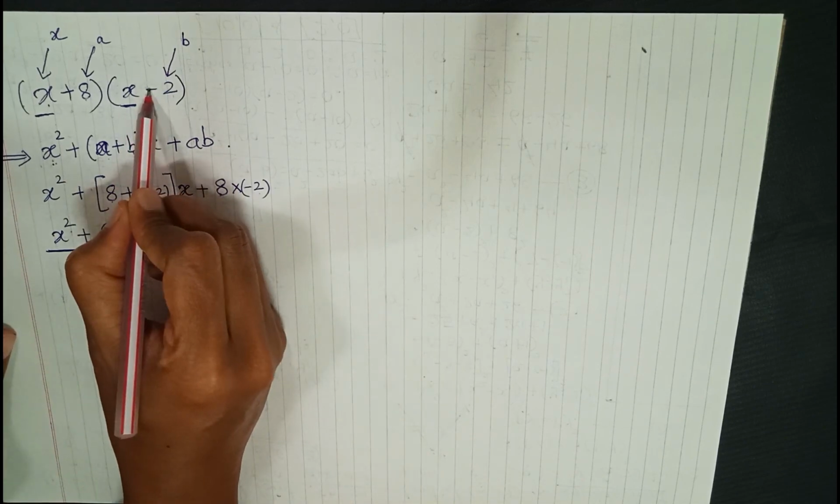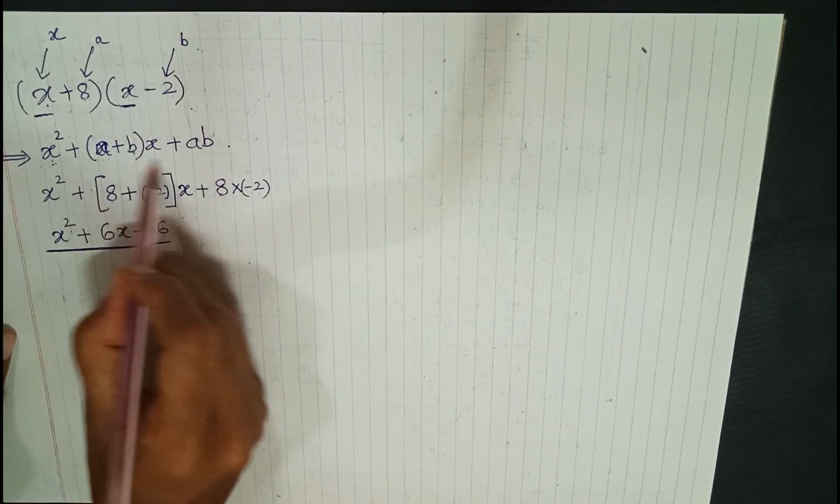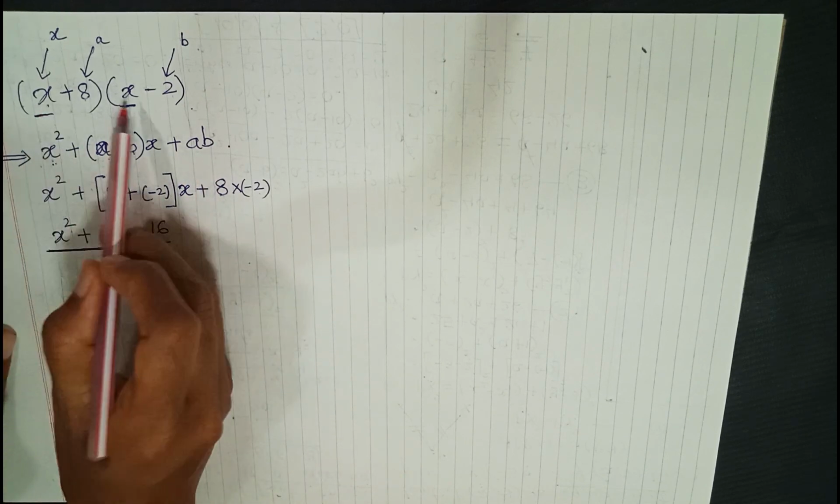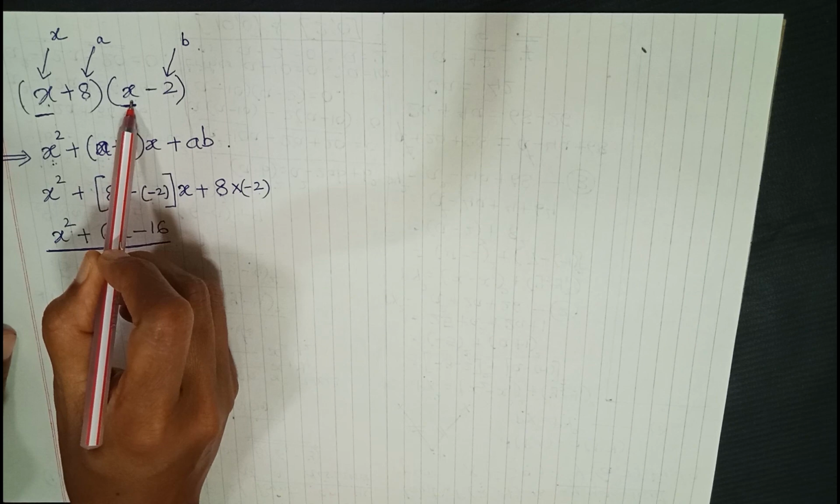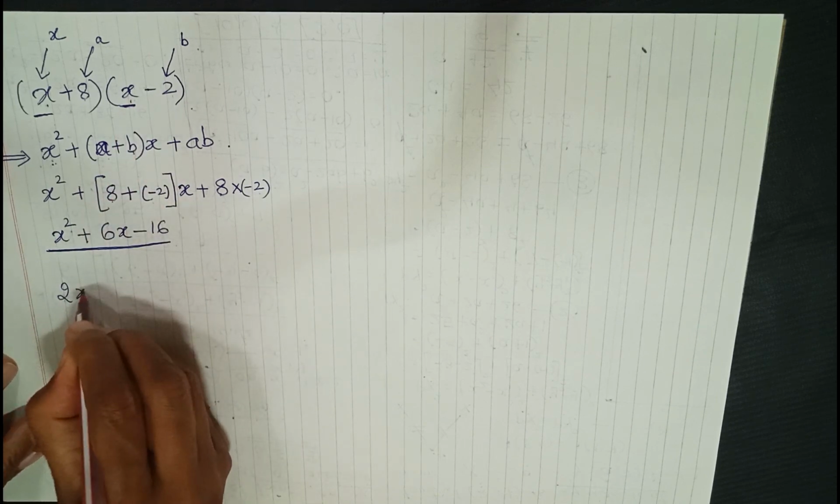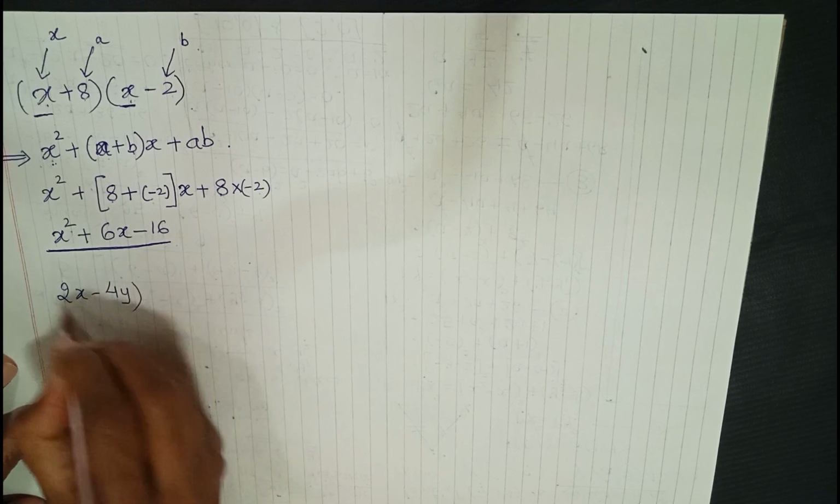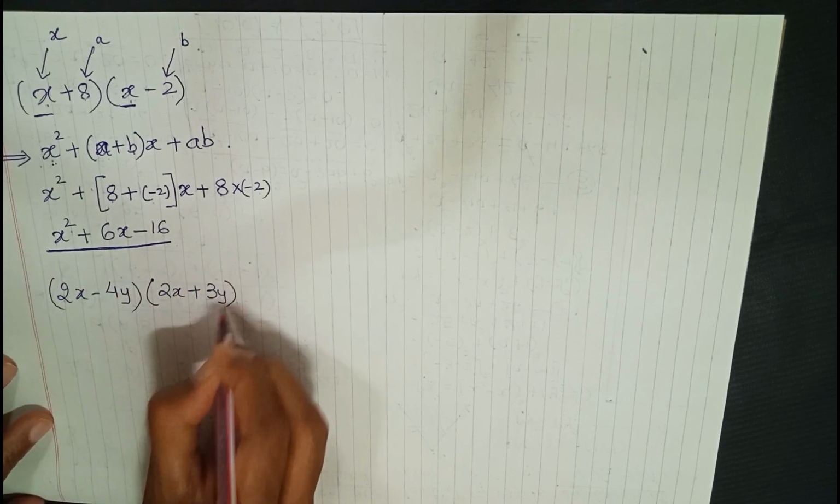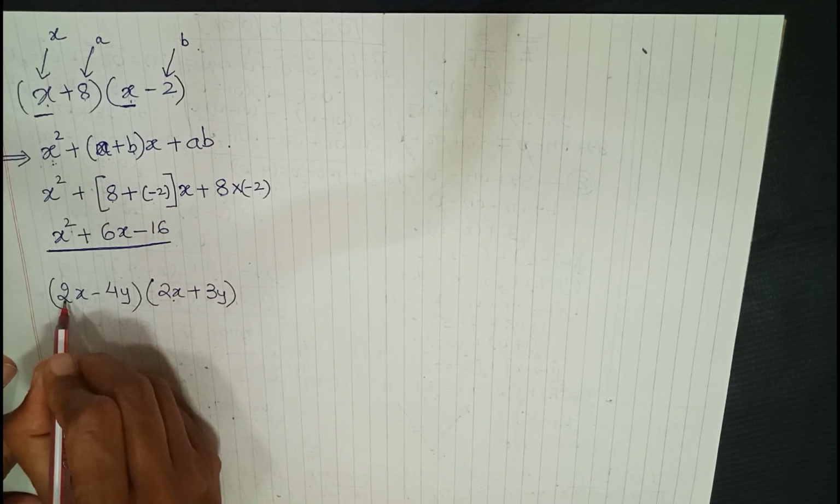Whether this number is plus or minus, it doesn't make a difference to the formula. The formula will remain the same. What you have to remember is only that the first number should be same. It cannot be different. Let us take one more example: 2x minus 4y and 2x plus 3y. Now again you can see 2x is same.